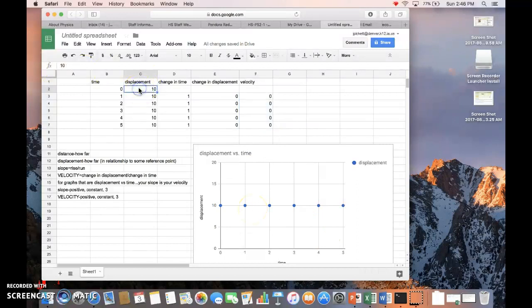But if I change my displacement values again, and I go up kind of how it initially went, what we notice is that my velocity is now constant because my slope is constant. Okay, well, let's double everything. All right, so my slope is increasing, and so my velocity is increasing as well.